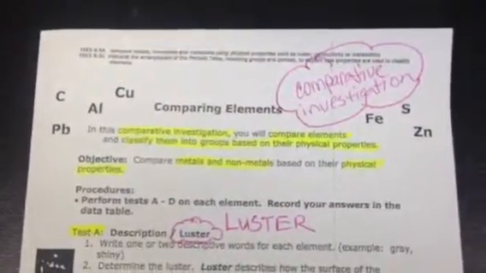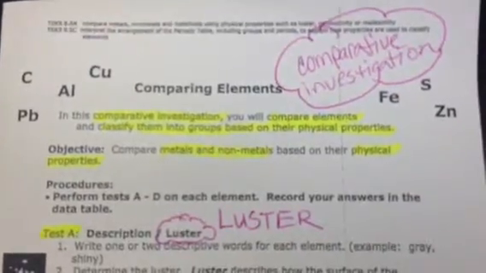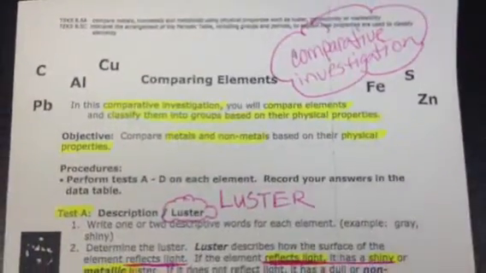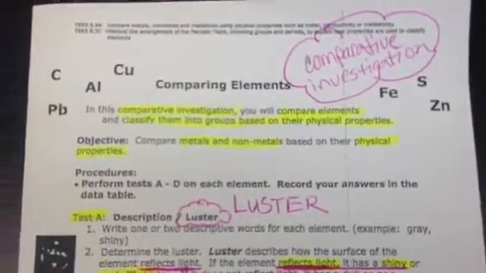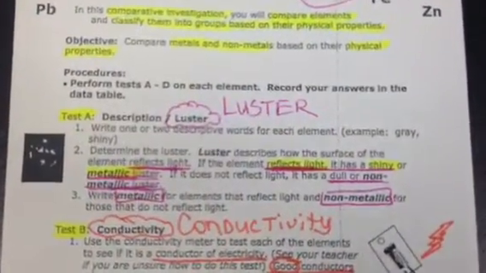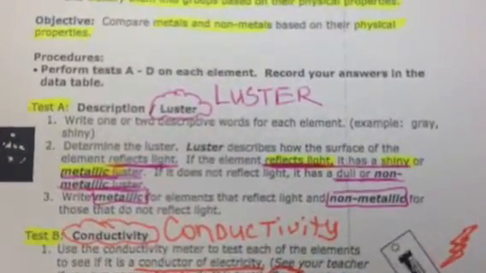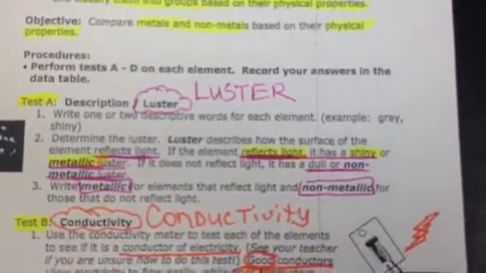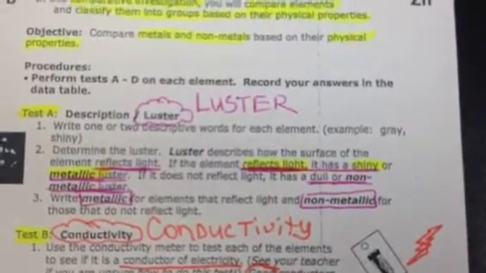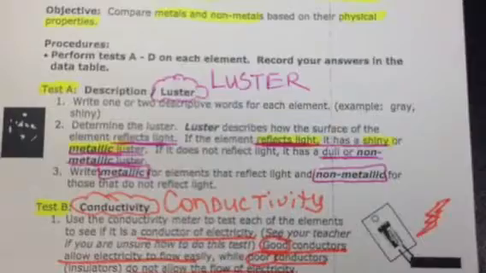Today we are looking at the Comparing Elements lab. You'll notice in this lab that the objective is to compare metals and nonmetals based on their physical properties. There are 4 physical properties we're going to be looking at in order to compare the metals and the nonmetals. One is luster, and luster just means how the surface of an element reflects light. It can either be dull or shiny.